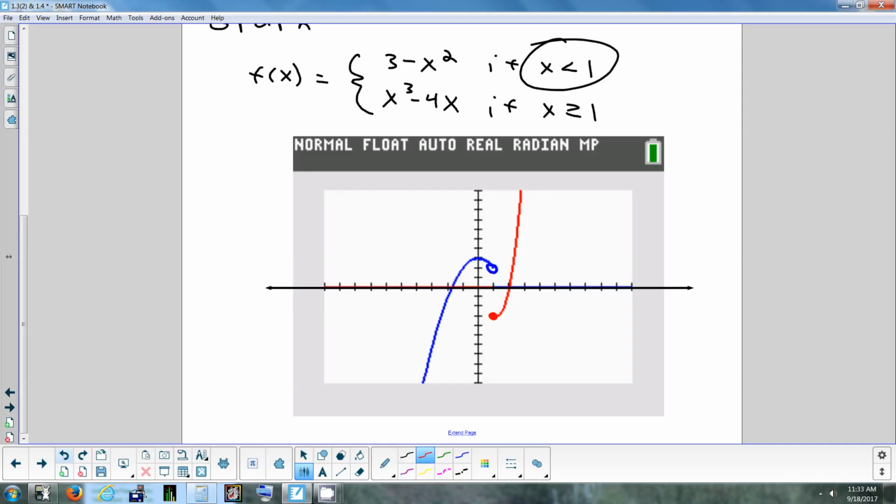And that's it. That's how you graph a piecewise defined function. So it kind of looks like a parabola up to the number 1, and then it just stops. And then it starts to look like this cubic function from 1 on. Okay, any questions on that?